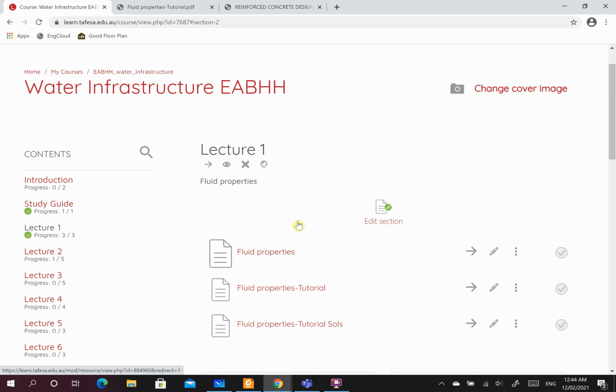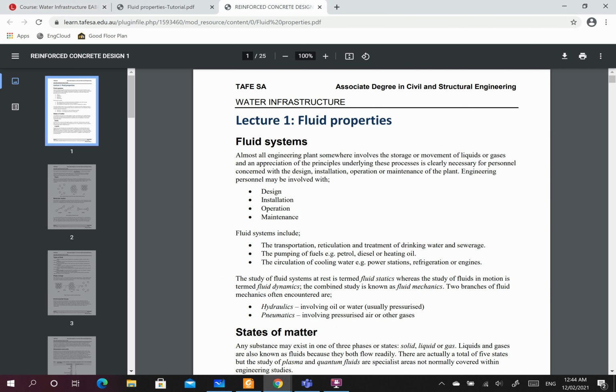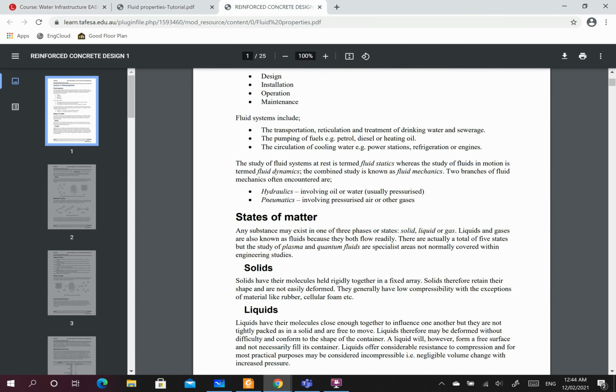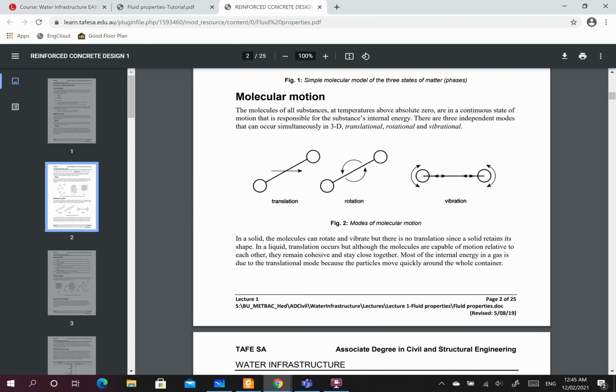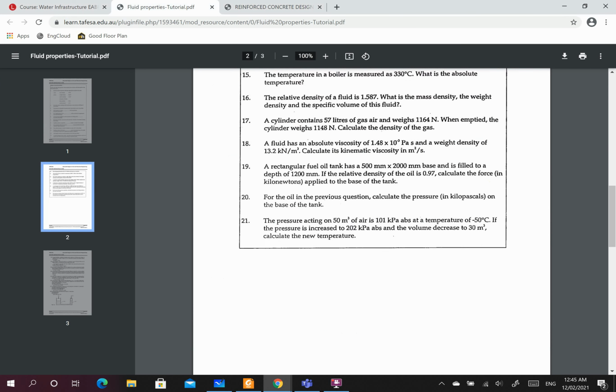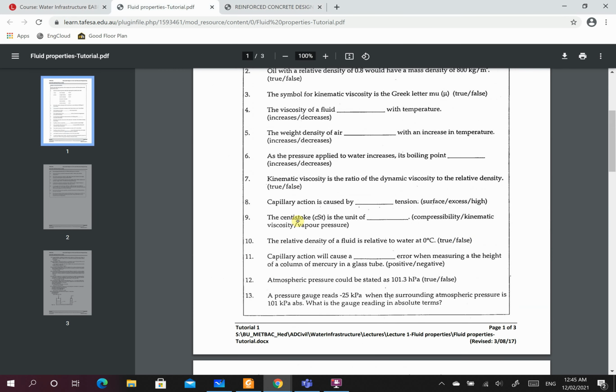So lecture 1 was on the fluid properties, so I hope you've all read this PDF in here. What I'm going to be going through today is the fluid properties tutorial. So I hope you've read through all of these notes here and you've got some good information additional to what we went through in the lecture. And now we're going to come through and do this tutorial in here.